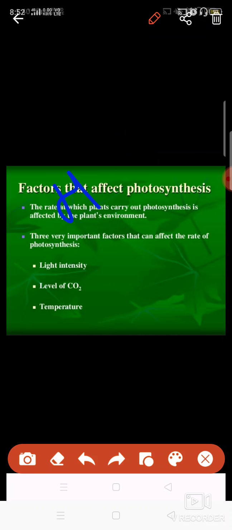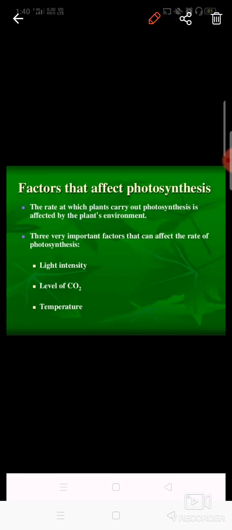Water is basically required for two purposes. Photolysis is going on, and that produces electrons and protons, for that water is required. And water is also required for the cell, because mostly the cytoplasm of the cell is made up of water. So water is required for the maintenance of the cellular contents. Basically these are the three important things which affect the rate of photosynthesis.